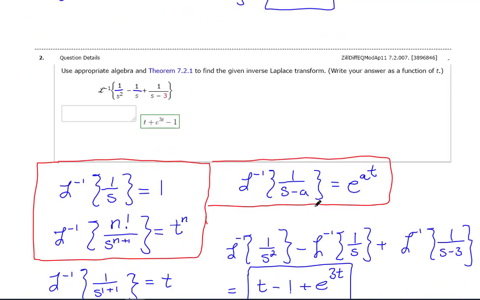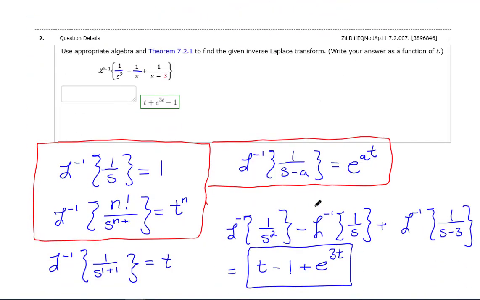Alright, in question 2, they want us to find the inverse Laplace transform for 1 over s squared minus 1 over s plus 1 over s minus 3. So the way our formulas go, the inverse Laplace transform for 1 over s is 1. The inverse Laplace transform of n factorial over s to the n plus 1, which we used in problem 1, is t to the n. And the inverse Laplace transform for 1 over s minus a is e to the at.